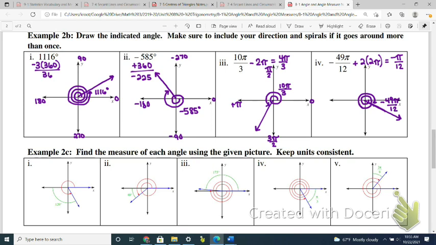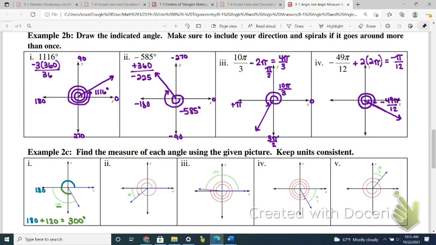So looking at this first one, I know it is a positive angle because it is going a positive degree. And I know from this line to this line, well, that's 180 degrees. So I have 180 there. And then it says from here to here is 120. So I'm going to add 120 degrees to that. So my total angle is 300 degrees.